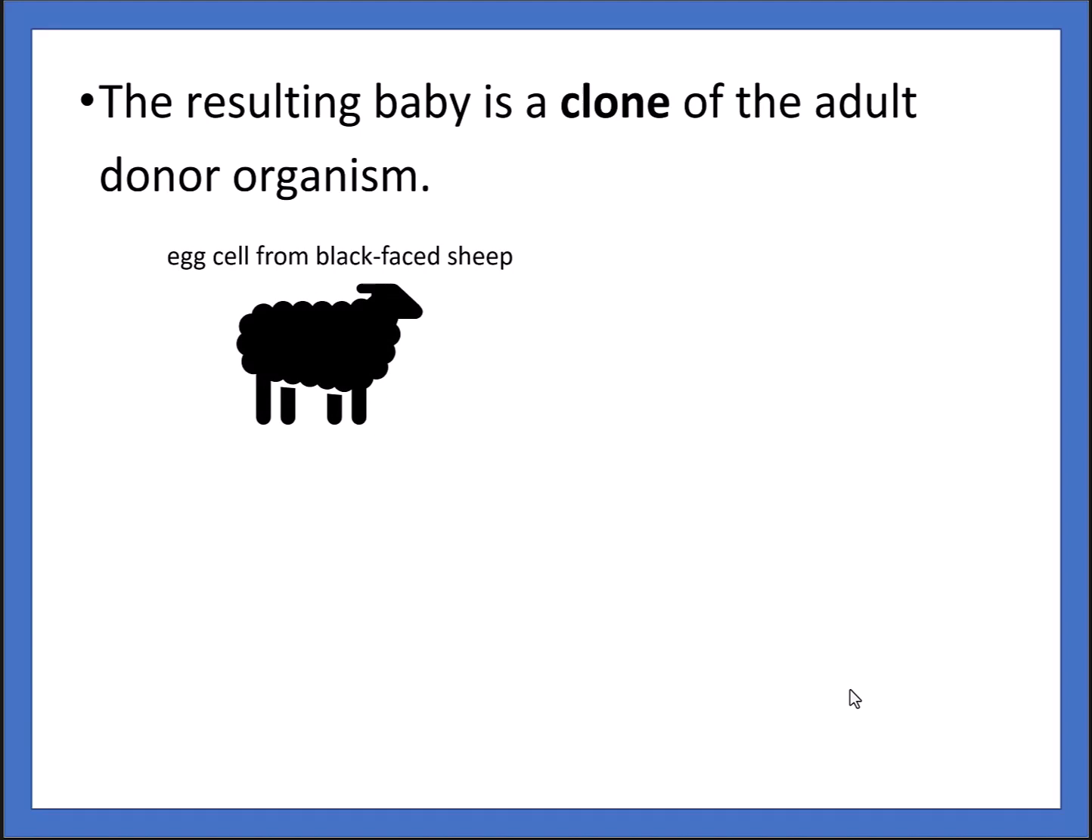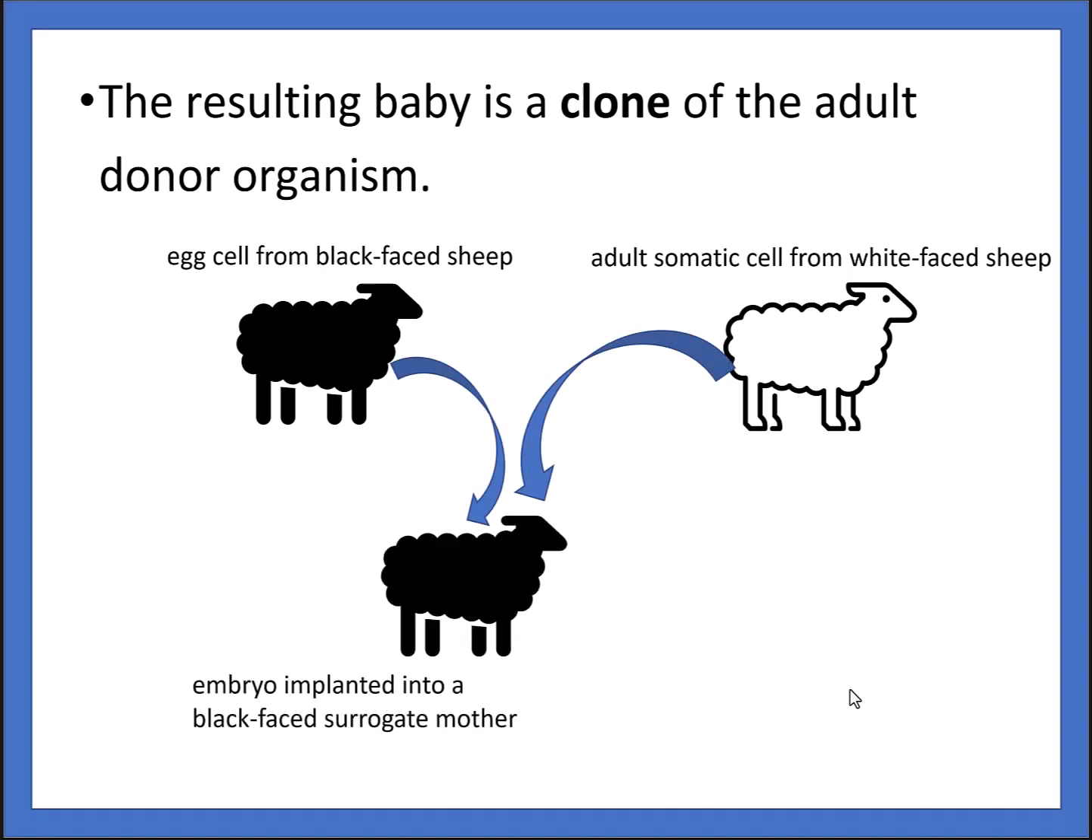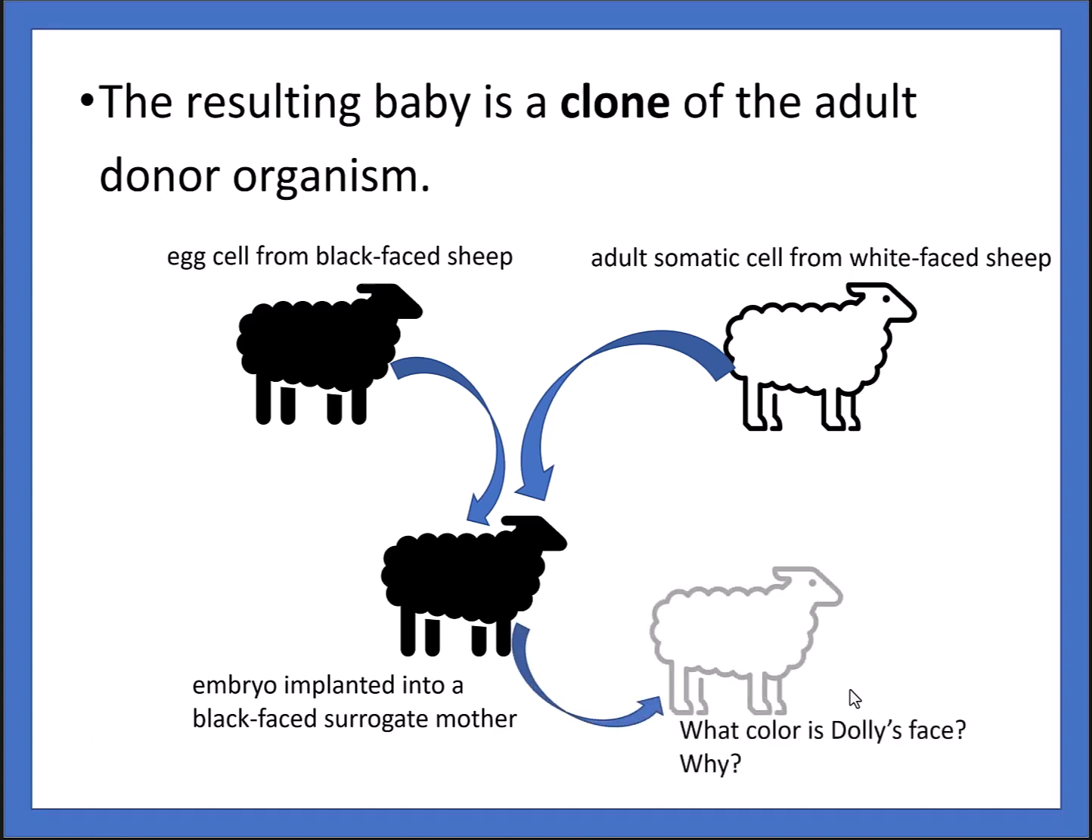So here's an example. If an egg cell from a black-faced sheep is joined with an adult somatic cell from a white-faced sheep, it's then implanted into a black-faced surrogate mother. What color is the baby cloned sheep going to be, and why? Think about this for a second.